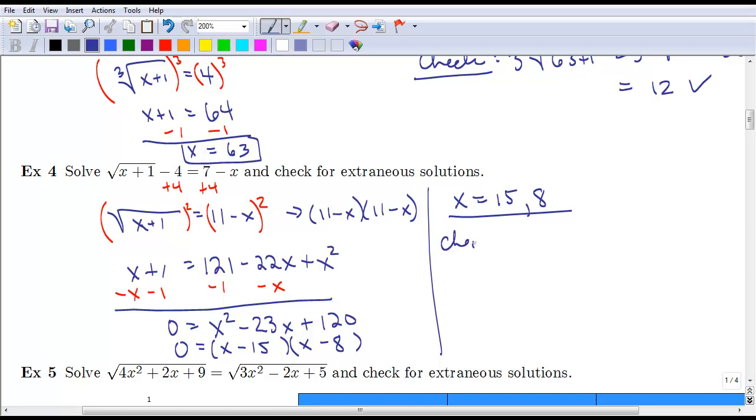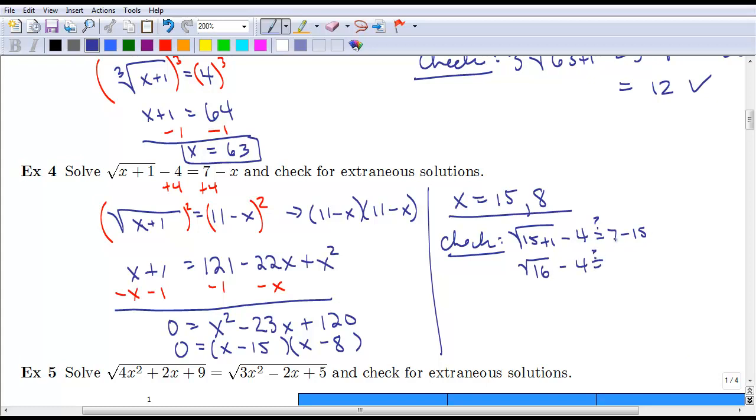So if we check 15, again, we have to go back to the original equation when we haven't manipulated anything. We're going to take the square root of 15 plus 1, and then the whole thing minus 4, and we want to check, so I'm going to put a question mark over there because we're not sure if this is equal to 7 minus 15. So the square root of 15 plus 1 is 16 minus 4.